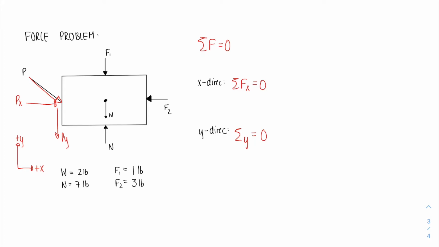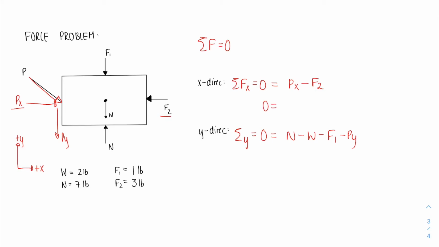So let's separate it. The only forces in the x direction are px and f2. So px going to the right is positive, and then it'll be minus f2. And now let's do the same thing for the y direction. So we have a positive N, a negative W, a negative F1, and a negative PY.